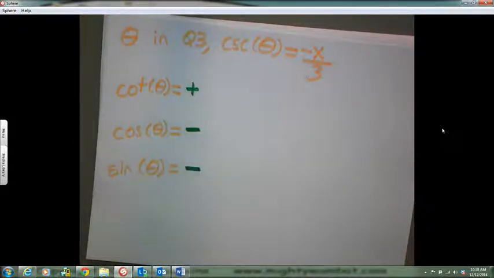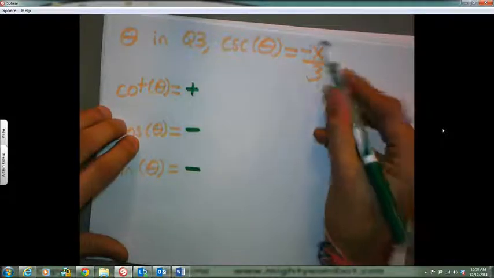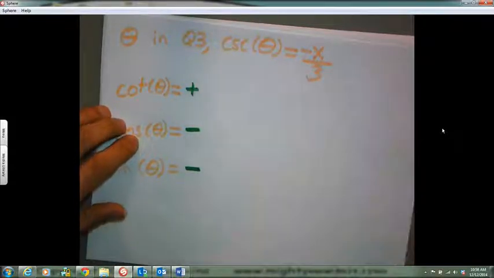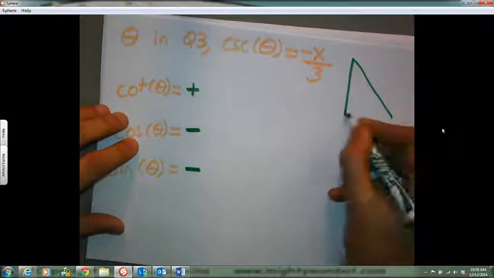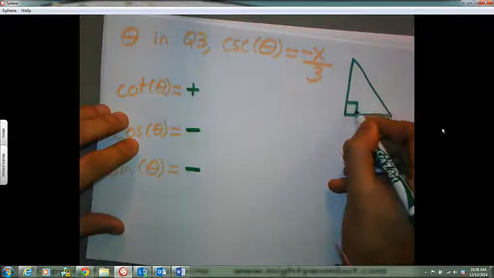Questions on the logic there? Okay. So now negative x over 3 is nowhere to be found on the unit circle, so let's draw a triangle here. Are we always going to relate back to triangles whenever we get them angles? Right, whenever it's not on the unit circle, yeah.